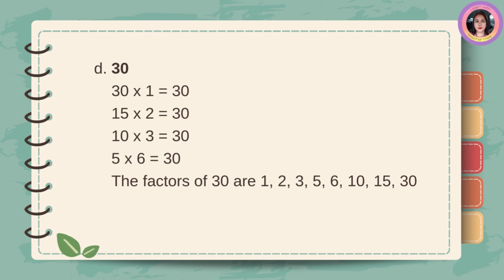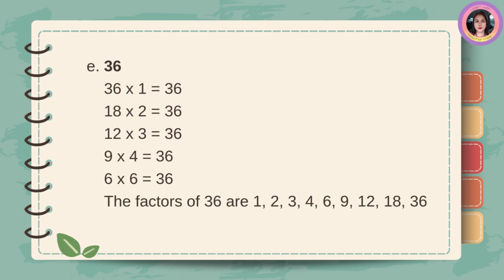Letter D, 30. 30 times 1 is equal to 30. 15 times 2 is equal to 30. 10 times 3 is equal to 30. 5 times 6 is equal to 30. The factors of 30 are 1, 2, 3, 5, 6, 10, 15, and 30.